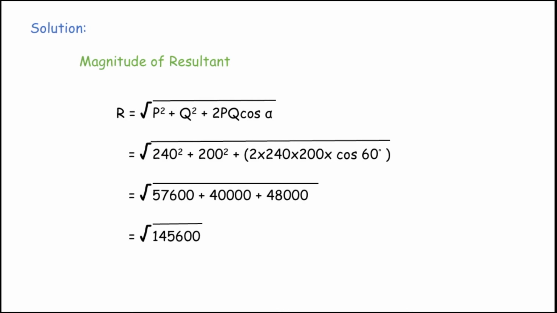Now the value of the addition is 1,45,600. The square root of that value is 381.575 Newton. That is the value of the resultant. And now we are going to find the values of beta and gamma.